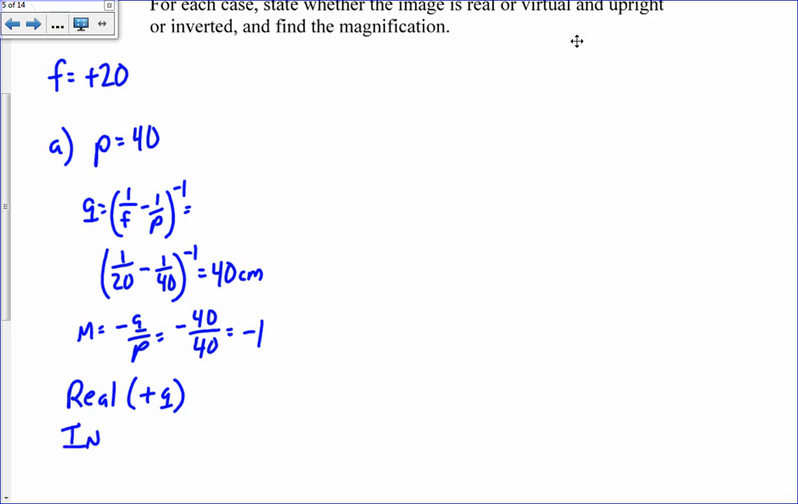It is an inverted image because my magnification is negative. And it's the same size as the object because the magnitude of my magnification equals 1.